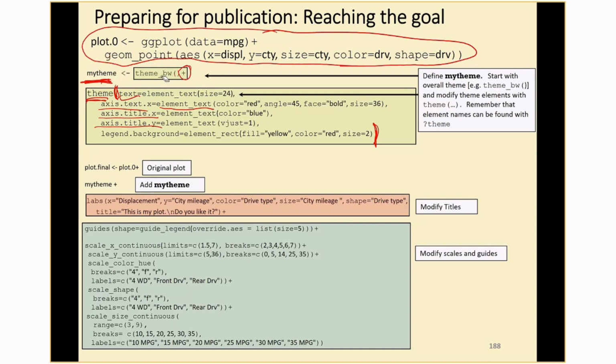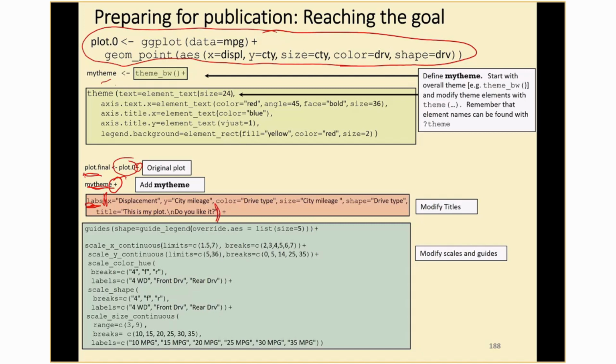So with your own personal version of my theme in hand, you want to produce your final plot. So you're going to start off with plot 0. You're going to add to it my theme. And you're probably going to want to change the titles for all the plots in your thesis. So to change the titles, you're going to add as a layer the labs function. So there's the open and there's the close parenthesis of your labs function.